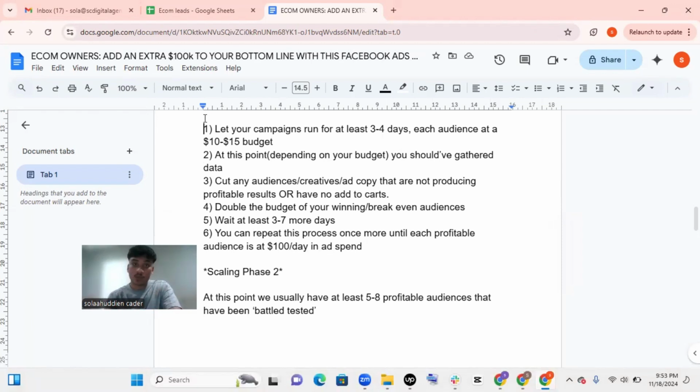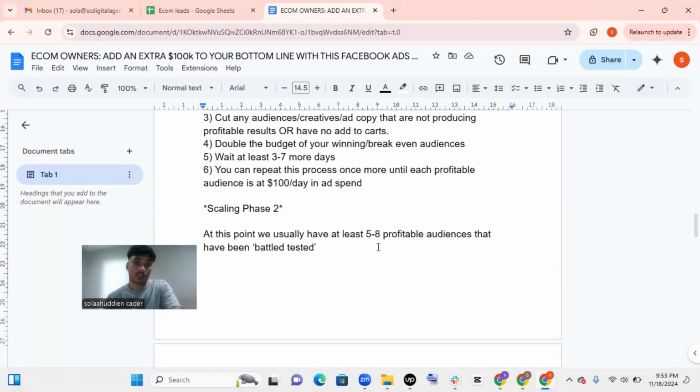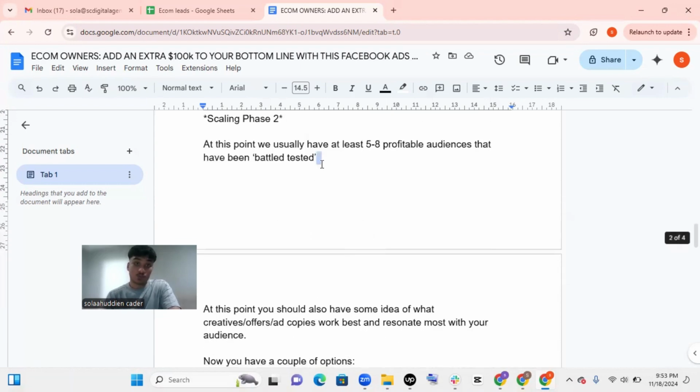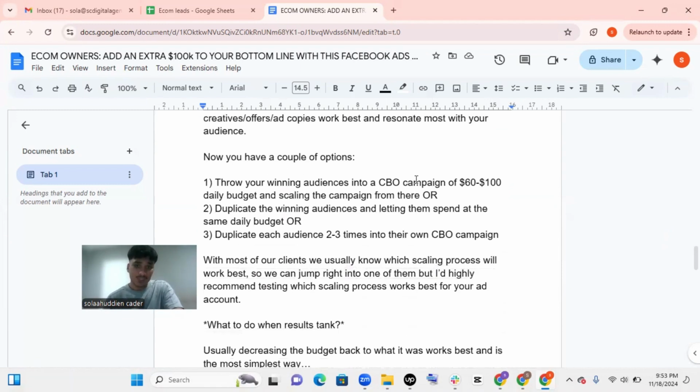So if you don't have any profitable audiences, you just want to rinse and repeat the process until you have at least 5 to 10 profitable audiences over here, right? At this point, these audiences will be tested, you have significant data. So you have some sort of idea of what audiences work on your account, what offers, what ad copies, what creatives resonate most with your audiences. So at this point, you can confidently throw these audiences into a new campaign.